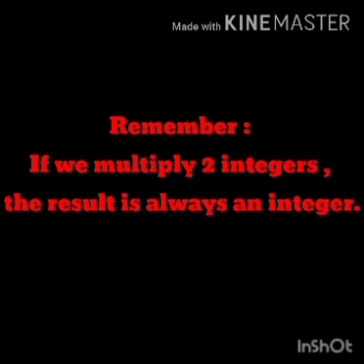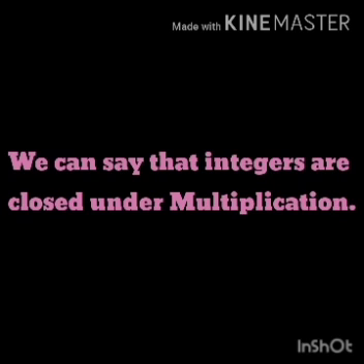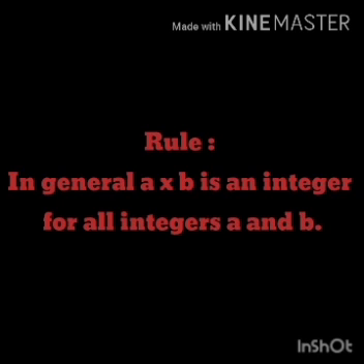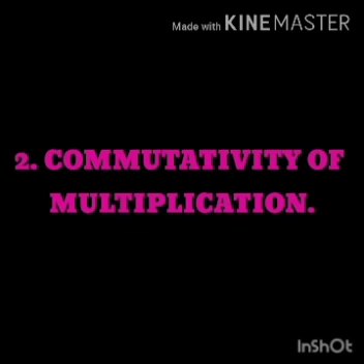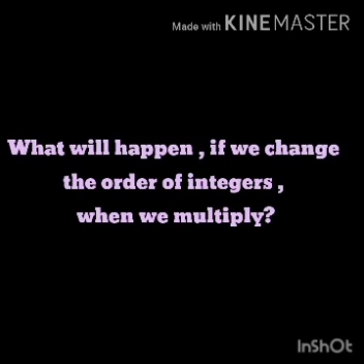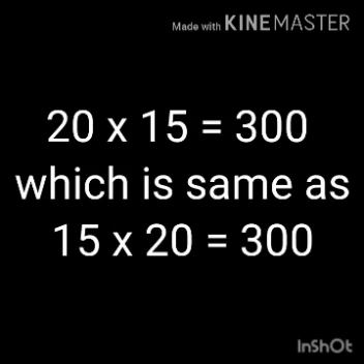Remember, if you multiply two integers, the result is always an integer. Therefore, we can say that integers are closed under multiplication. In general, a into b is an integer for all integers a and b. Commutativity of multiplication. What will happen if we change the order of integers when we multiply? 20 into 15 is equal to 300, which is same as 15 into 20, which is equal to 300.